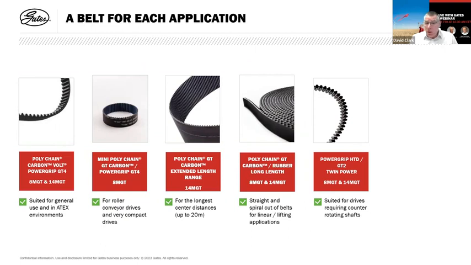Twin power is available in a range. Again, it's been around for a long time, but Powergrip HTD and Powergrip GT2 are available as standard in 8 and 14mm pitch. But again, you can also have it in 3 and 5mm pitch, depending on the application.